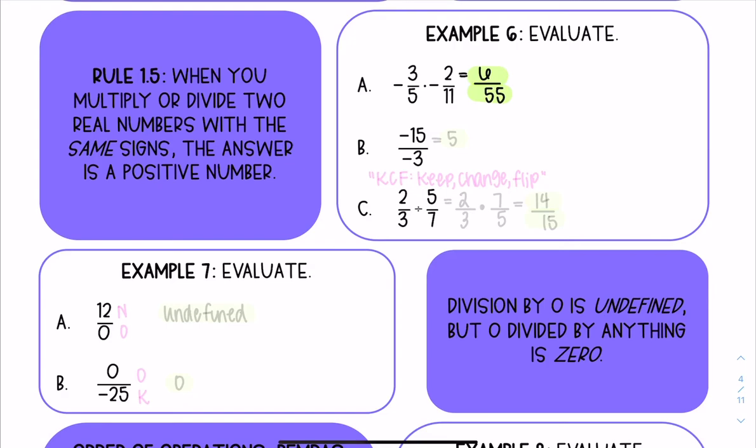Negative 15 divided by negative 3. We got those two negatives going on, but we can turn this into positive 5.